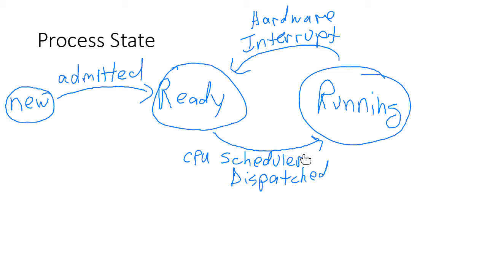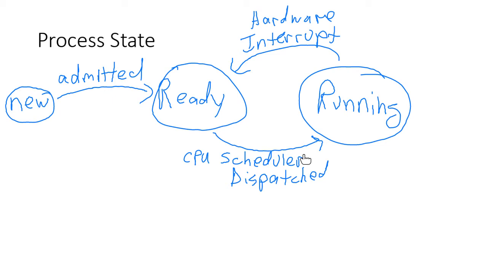In a way, you know what it does. The CPU scheduler is a task of the operating system that manages that resource. The CPU is a resource that every process needs. So that's one way it goes out of the running state.